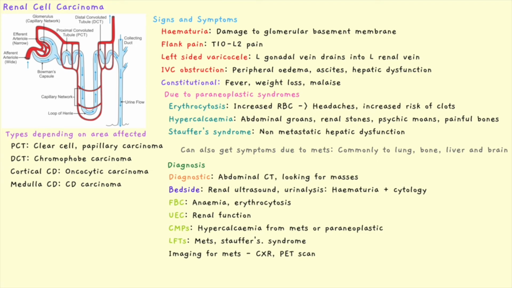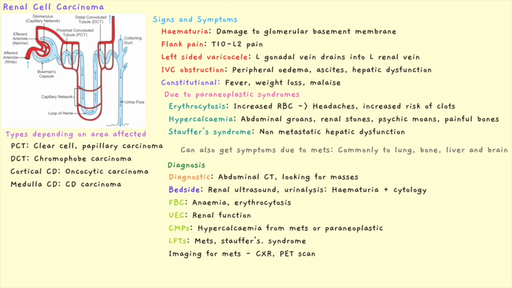The most important diagnostic investigation is an abdominal CT looking for masses. By the bedside, a renal ultrasound can be done and urinalysis can be done looking for microscopic haematuria and cytology.